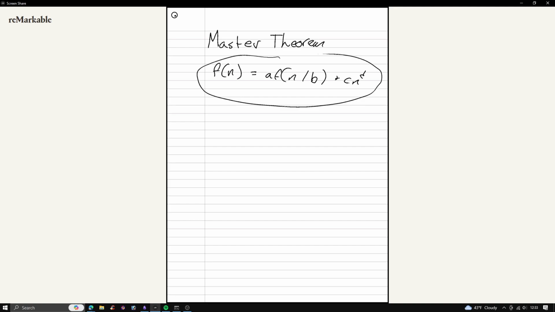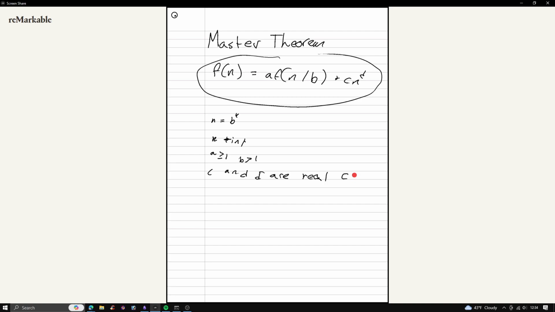In the case that you have this, there are some prerequisites. n needs to equal b to the k, k is a positive integer. a is greater than or equal to 1. b is greater than 1, cannot be equal. c and d are real numbers, c greater than 0 and d greater than or equal to 0.